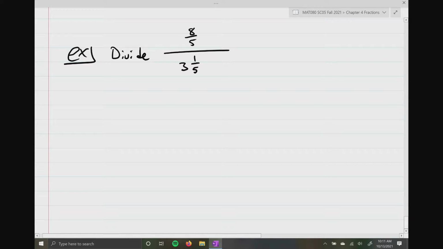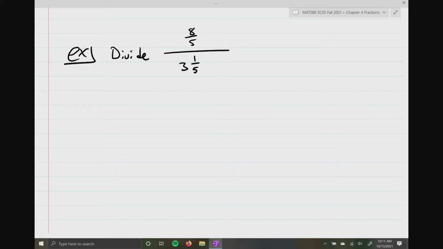Okay? So like I said, sometimes you need to take a step back and ask yourself, okay, I got two fractions. What's happening between them? Well, we're dividing. So we know the method on dividing would be, number one, rewrite the first fraction. Number two, change division to multiplication. And then number three would be to write the reciprocal of the second fraction. But there's the problem. Our second fraction is a mixed number.